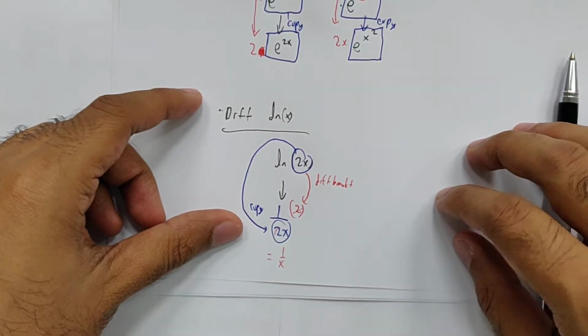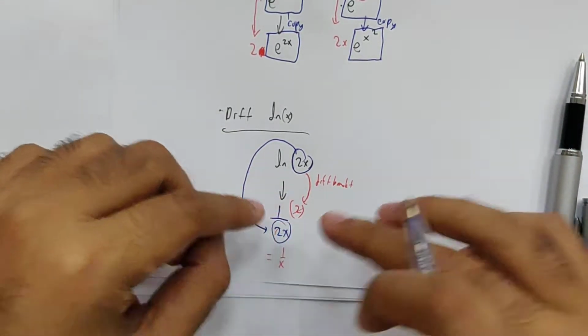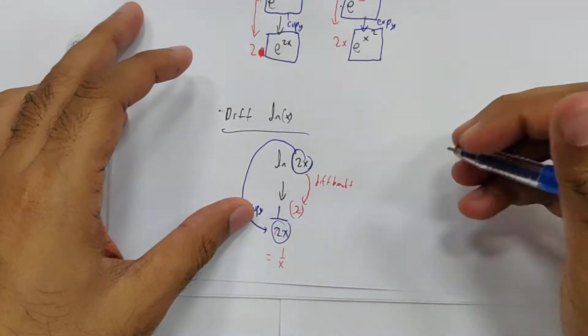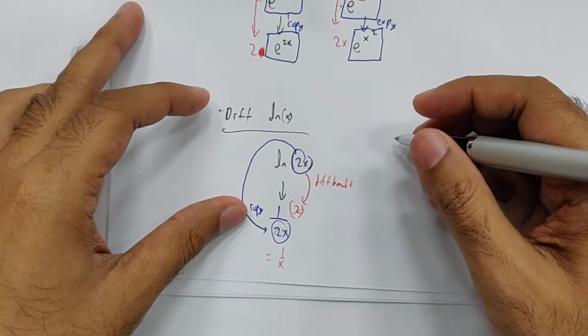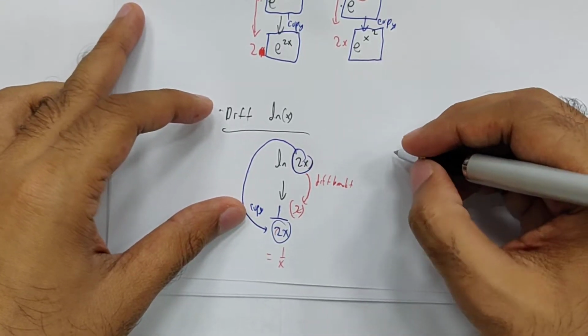So differentiate ln how? 1 over, copy the bracket, differentiate the bracket. So if I give you something more complicated, it is the same thing anyway.